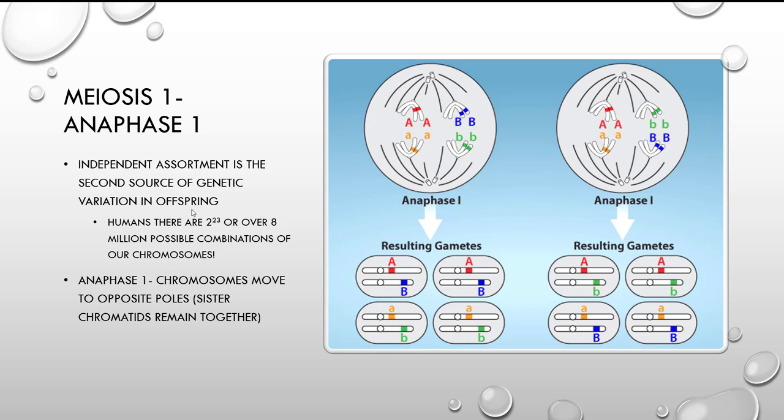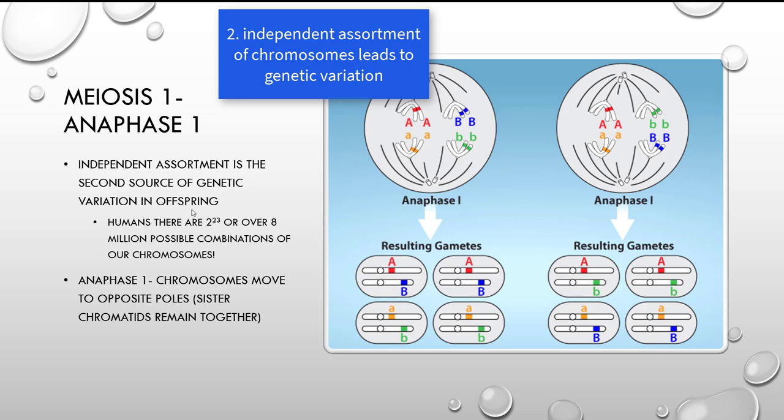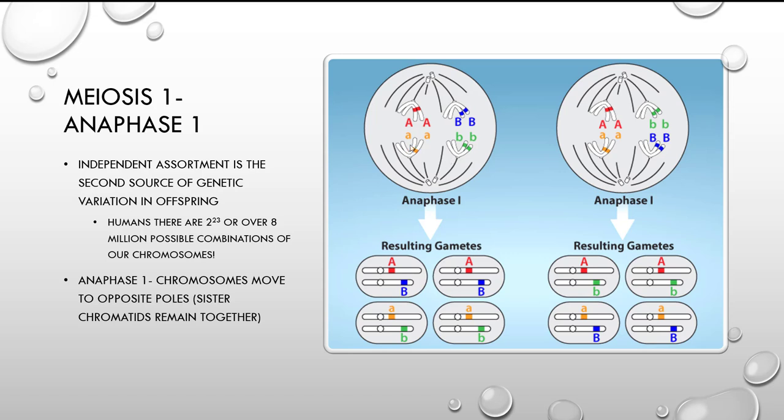So the first was the crossing over effect, creating recombinant chromosomes. Now the second one is this independent assortment of chromosomes during metaphase part 1. Okay, so you can see here an example. We have chromosome A. We have, I don't know, big A on one side, little a on one side, big B on one side, little b on the other side.